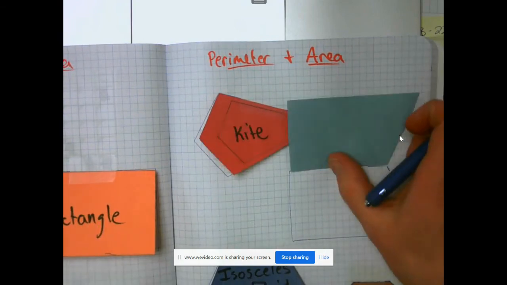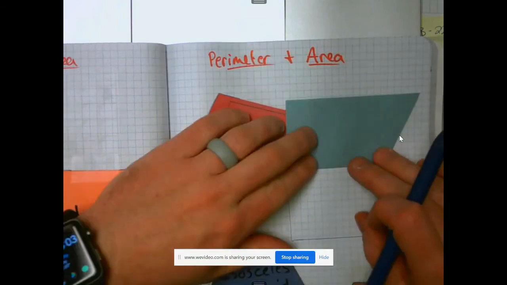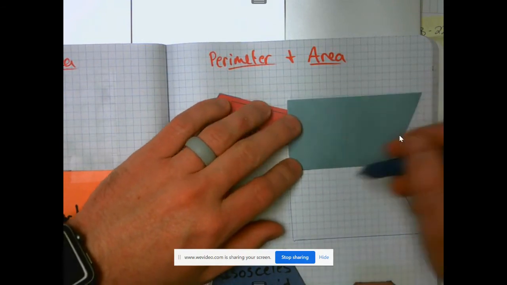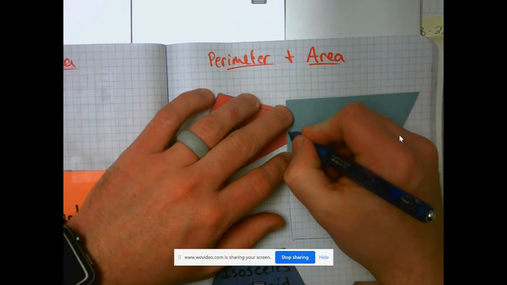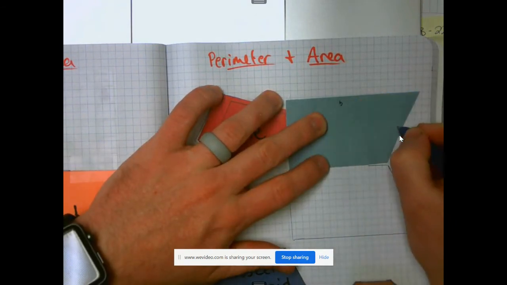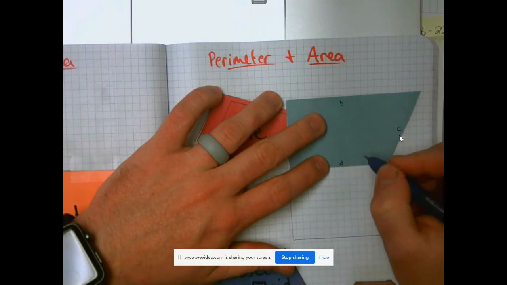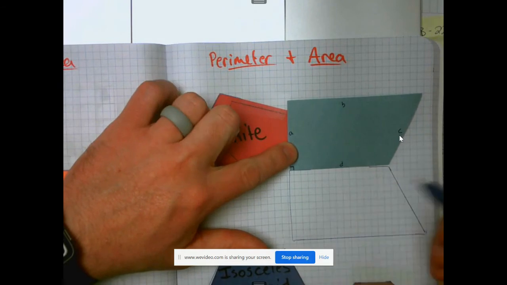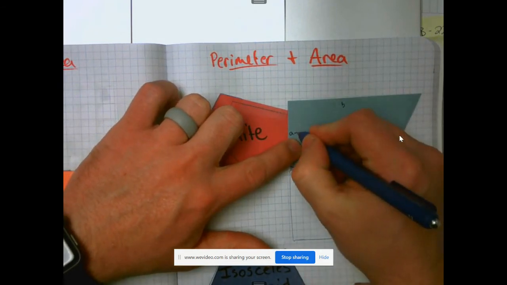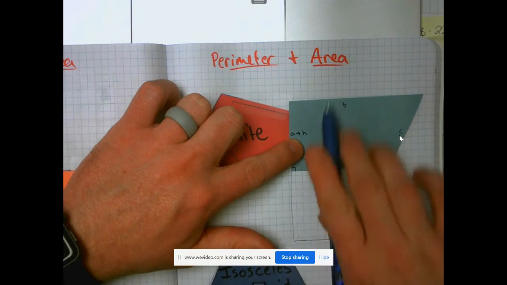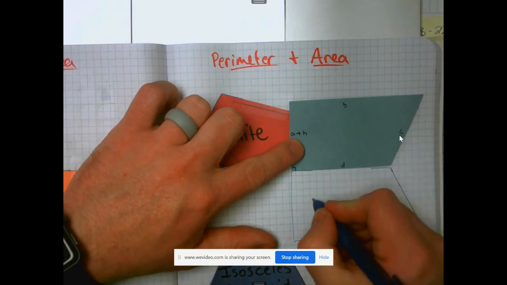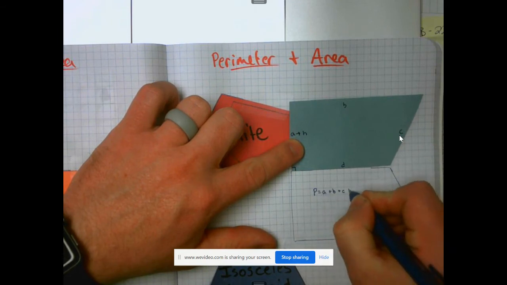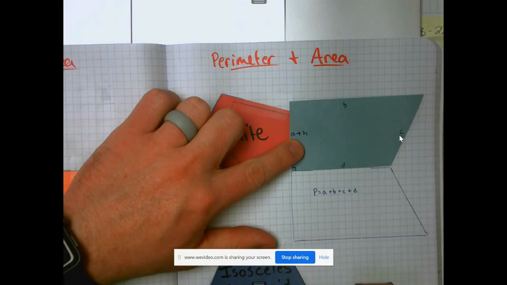A regular trapezoid, or just a non-isosceles trapezoid, none of the sides would necessarily be the same. So we could say A, B, C, and D. We could have a right angle down here. In this case, we do. You may not, but you need to find that height again, and that height will be perpendicular. So to find the perimeter, we just add up all the sides. So A plus B plus C plus D.